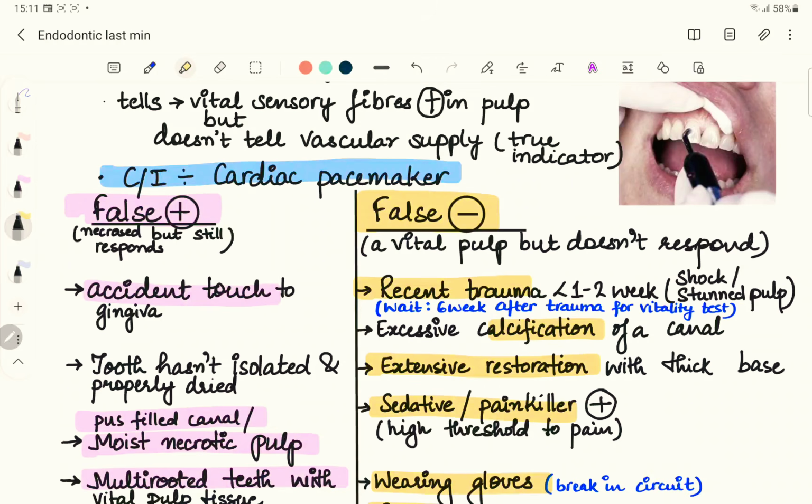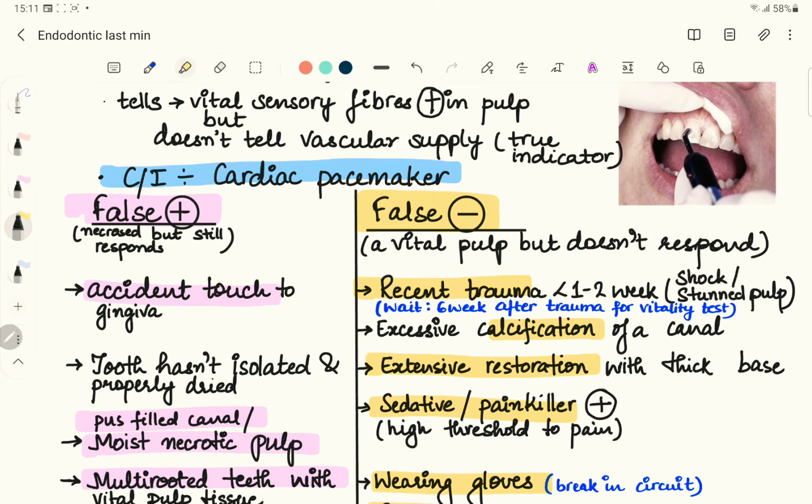So false positive means when you are testing a tooth, the tooth is responding to electricity, but the values are false. If you expose a tooth to electricity, the tooth gives a painful response, while actually the tooth is dead, non-vital, but it is still responding to the test. For example, if the probe tip has touched anywhere not on the tooth, such as accidentally touching the gingiva, the patient will feel the electricity even though the tooth is non-vital.